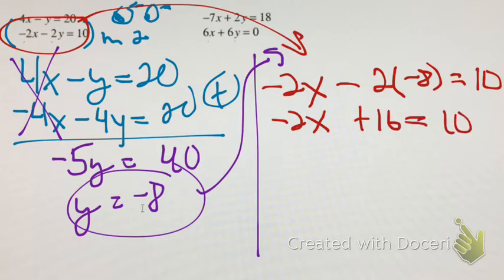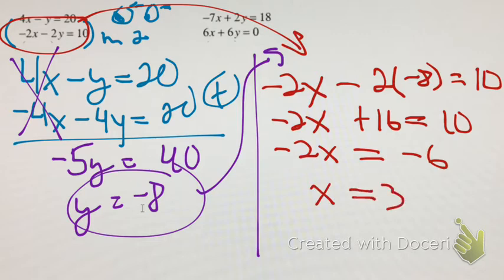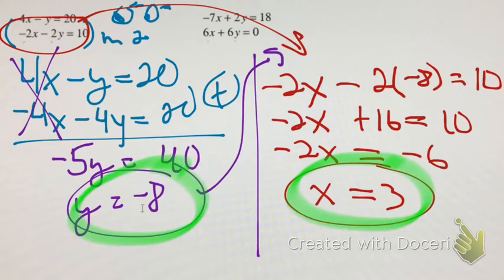We're going to take away 16 from both sides. So minus 2x is going to be equal to negative 6. That means that if we divide by negative 2, x is equal to 3. All right, and there's our solution for that system right there. So that's our first one out of the gate.